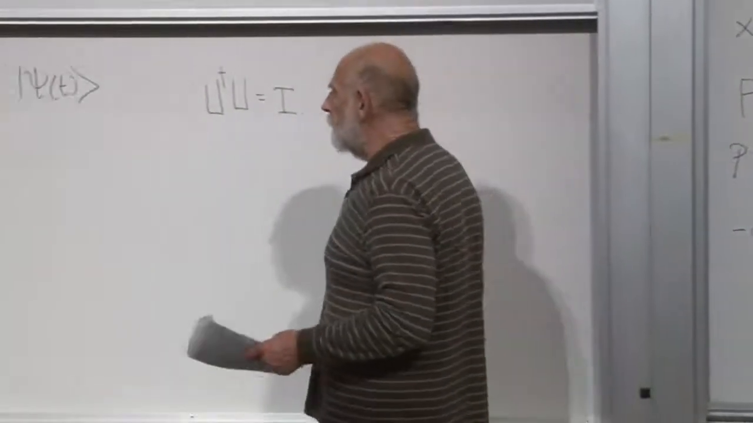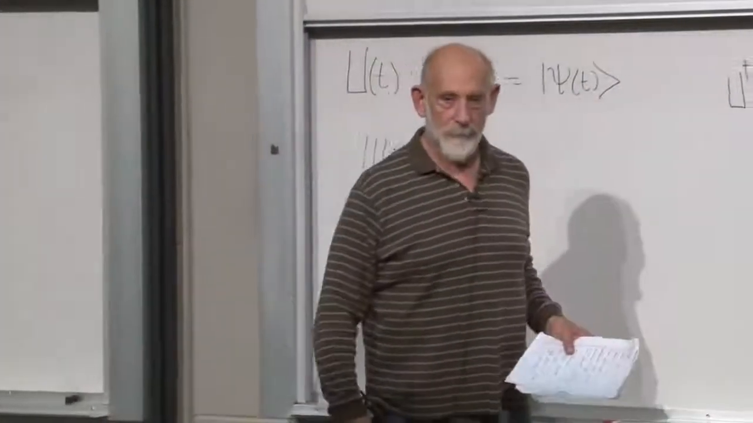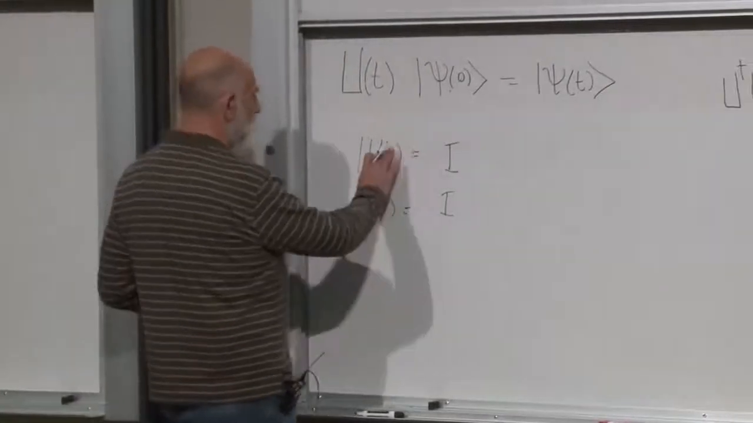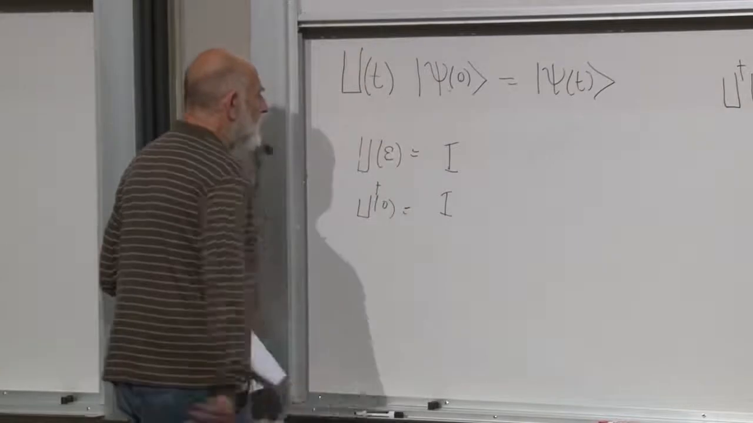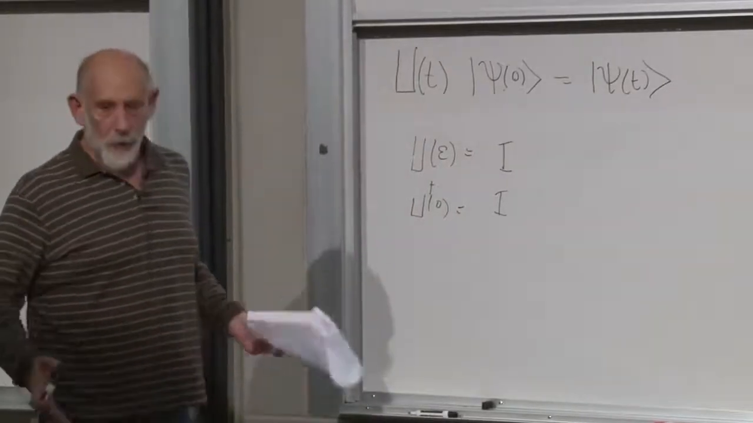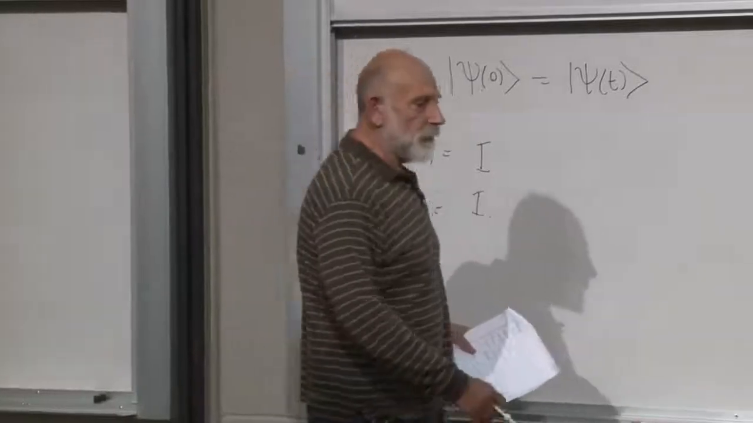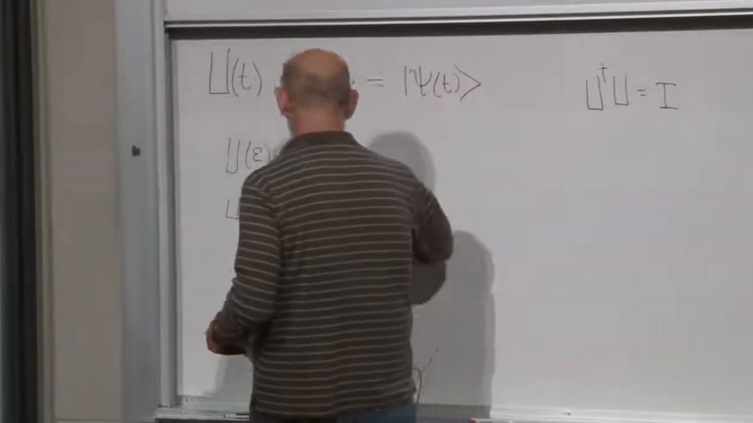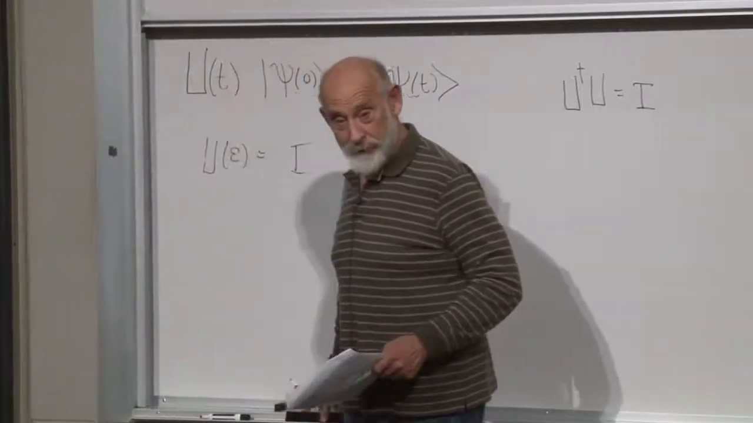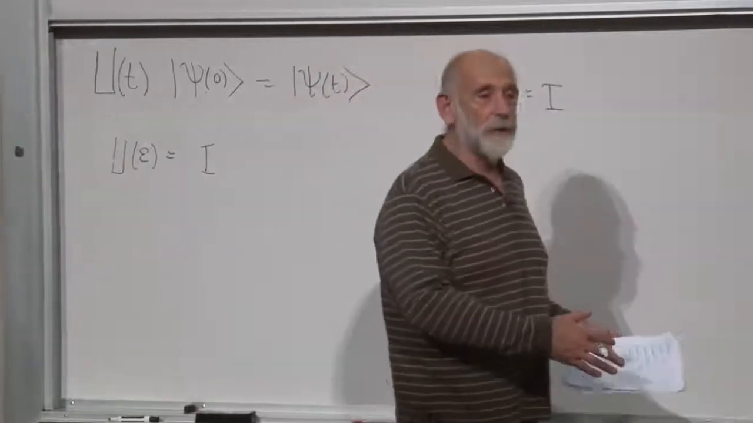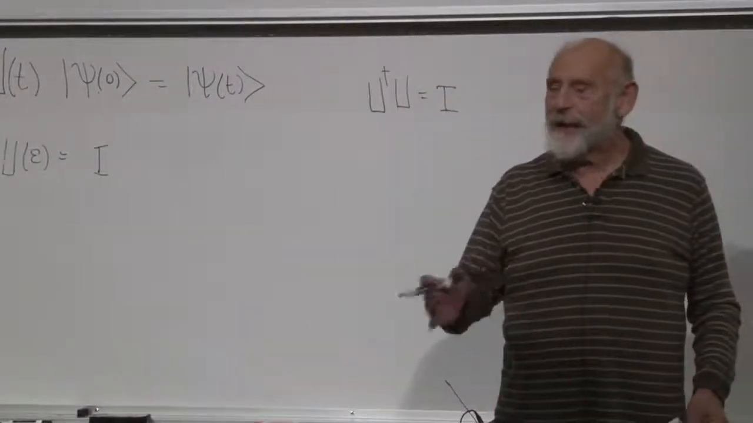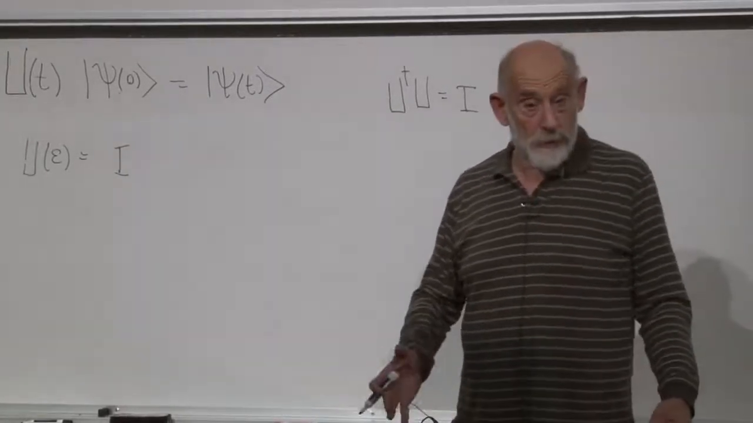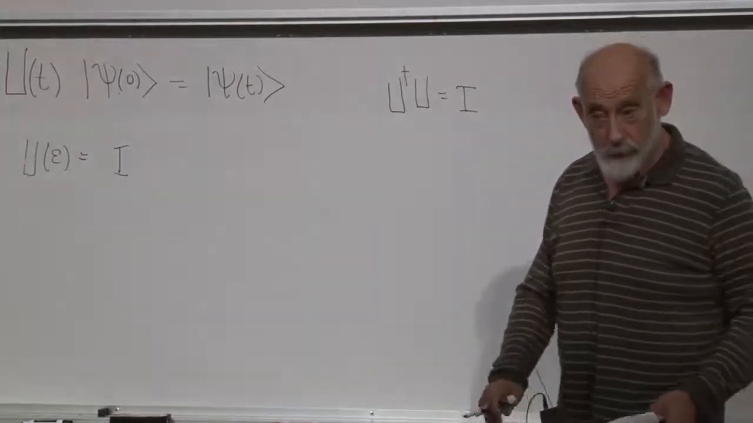OK, what about evolution by a very, very small amount of time? Instead of writing U of 0, let's write U of epsilon. U of epsilon is not 1, so something happens over time evolution, but it is close to 1. That, of course, is an assumption: that systems evolve continuously, that they don't make radical jumps over very, very short periods of time. It's an assumption which is ultimately justified by experiment.